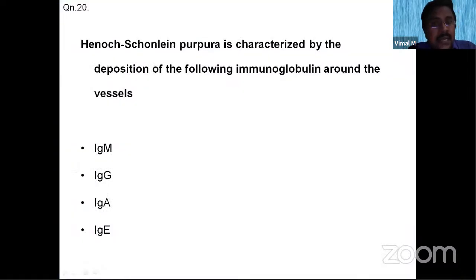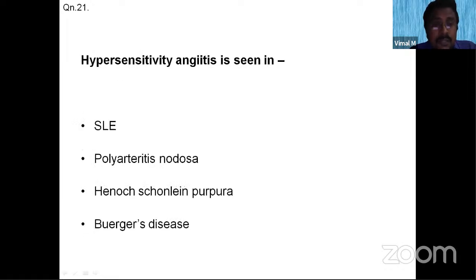With this background, let us solve this question. Henoch-Schonlein purpura is characterized by deposition of the following immunoglobulin around the vessels. By this time you will know it is IgA, immunoglobulin A. The other name for Henoch-Schonlein purpura is hypersensitivity angiitis. It is a hypersensitivity reaction, because an exaggerated immune response causes immunological damage, mainly involving the vessels. So you have three names: Henoch-Schonlein purpura, hypersensitivity angiitis, and anaphylactoid purpura.